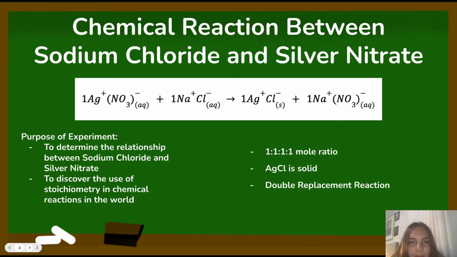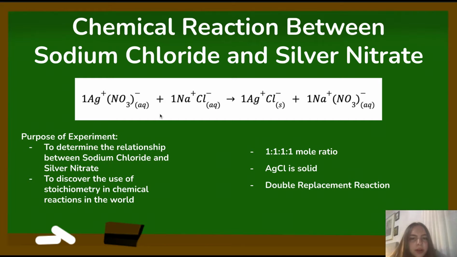The balanced chemical equation shows a 1 to 1 to 1 to 1 ratio, which essentially tells us that the mole ratio is all 1 to 1 when you compare two compounds to each other. That's why we have a 1 in front of these chemical compounds.